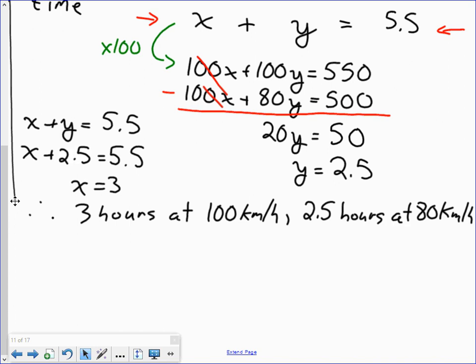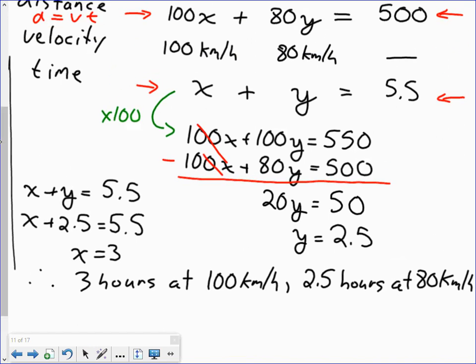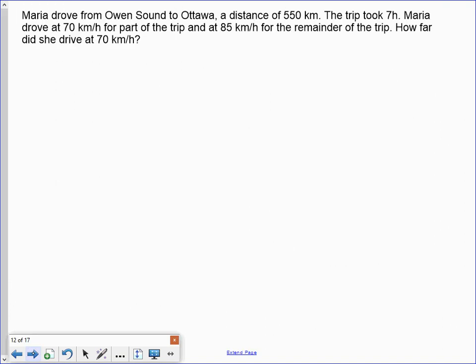All right, so there's our first example. Our next example is very, very similar. This is the one involving Maria. This might be the first question that you have in your package, depending on the version. So Maria drove from Owen Sound to Ottawa, a distance of 550 kilometers. The trip took 7 hours. Maria drove at 70 kilometers per hour for part of the trip and 85 kilometers per hour for the remainder of the trip. How far did she drive at 70 kilometers per hour?